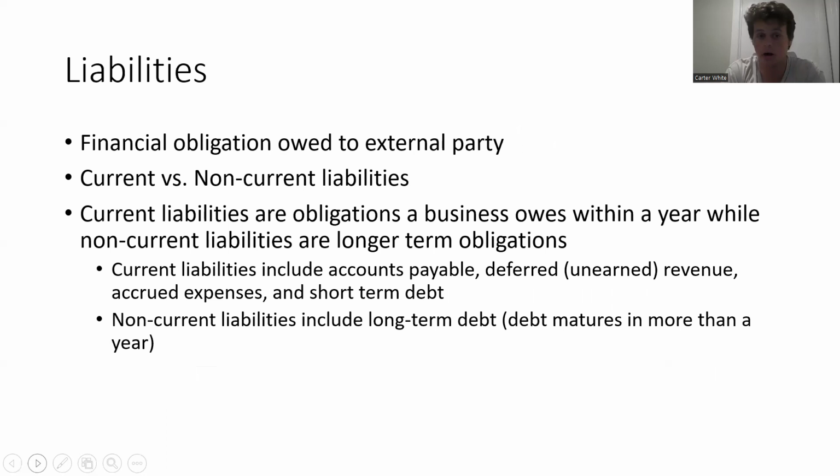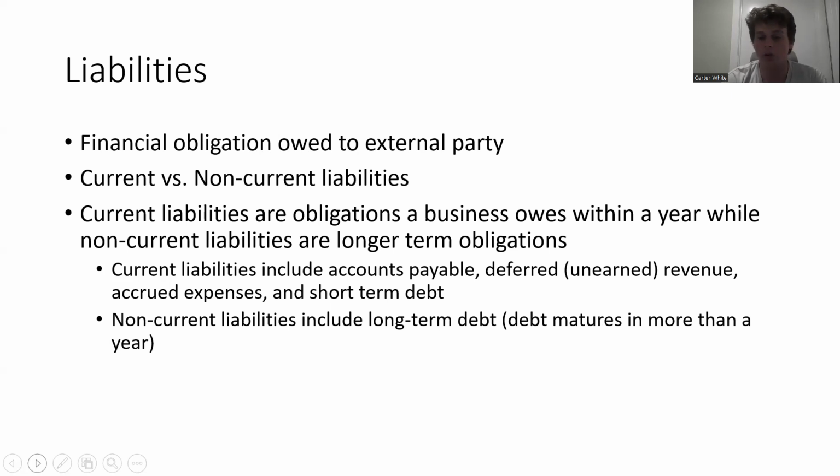Liabilities, this is just a financial obligation owed to an external party. So you also have current and non-current liabilities. Current liabilities are obligations a business owes within a year, while non-current liabilities are longer obligations. The one I've been talking about in all these videos has been debt, like for instance, a bank loan. A bank loan would typically be a non-current liability because this is usually long-term. I take out like a 10-year loan. So that's an example of a non-current liability.